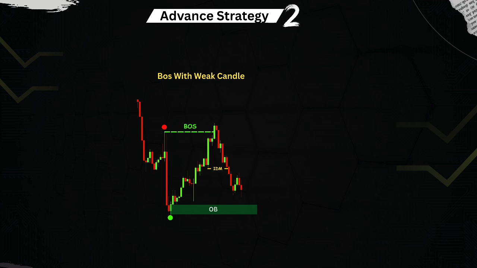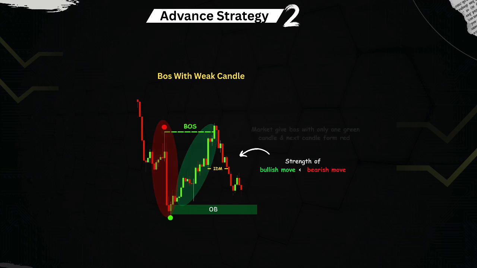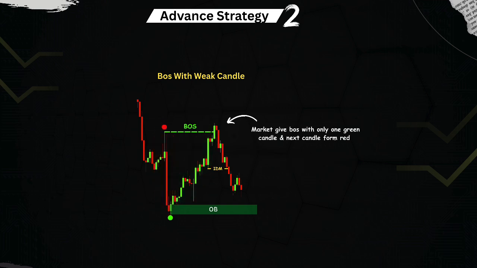Now, let's understand the secret strategy of Case 1. Here, the strength of the bullish move is less than the bearish move. The market gives a BOS with only one green candle, and the next candle forms red.